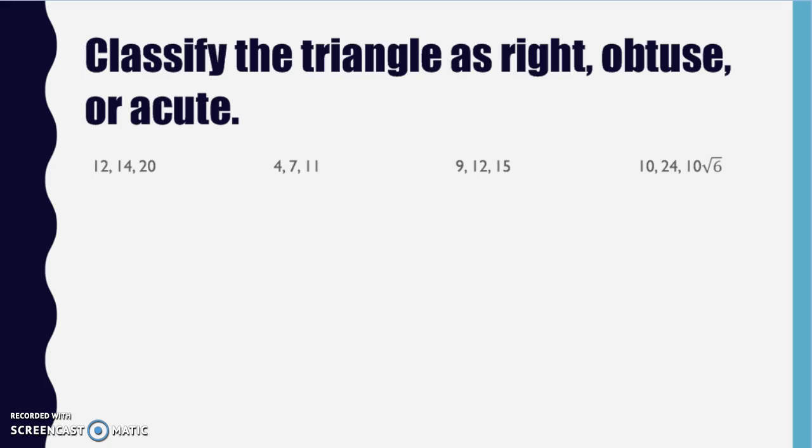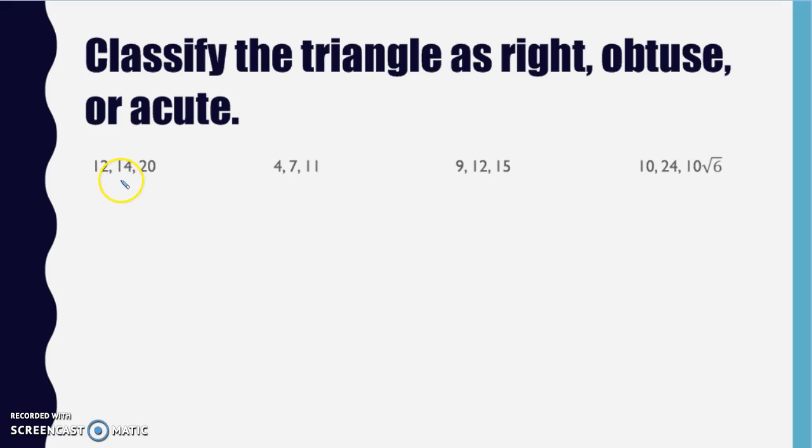So we're going to classify these triangles as right, obtuse, or acute. We have to plug in our a, b, and c, and see where it fits, if c squared is the same, bigger, or smaller. Before we do anything, we have to make sure it is a triangle. That goes back to the last unit, where we use our triangle inequality theorem.